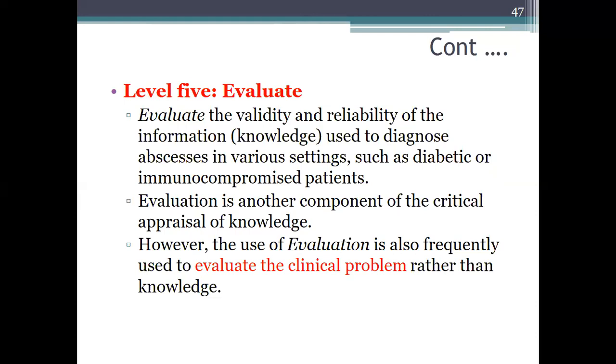So if that is valid, and it is a valid approach, obviously it will have higher validity. Reliability means that there is consistency in the results.